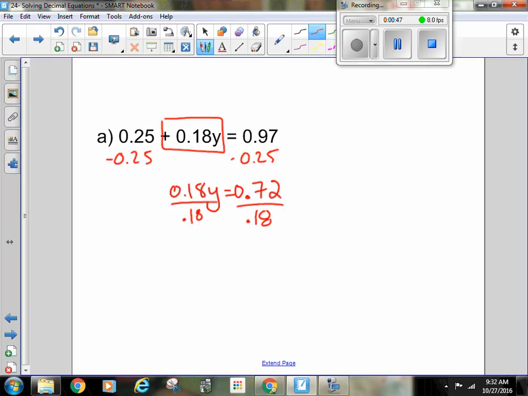So 0.72 divided by 0.18, we end up with y equals 4.